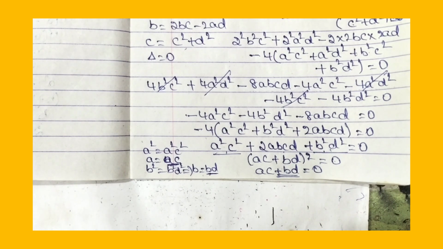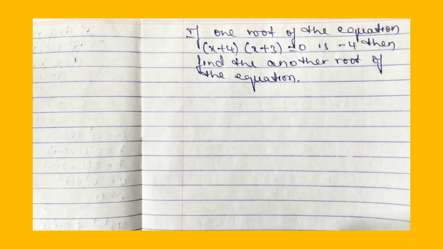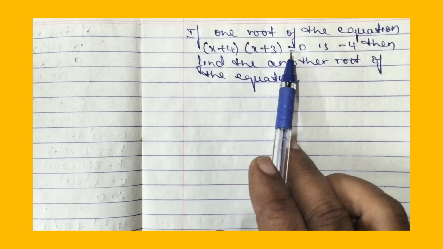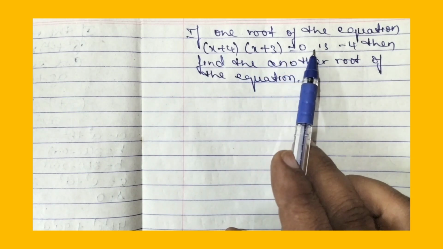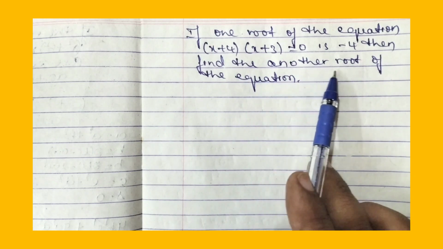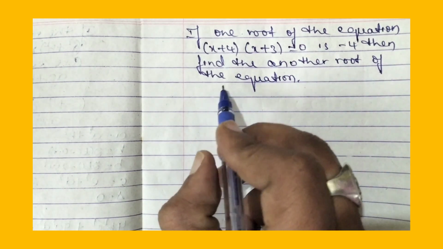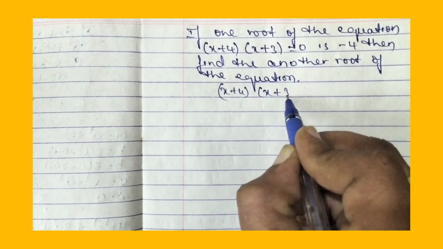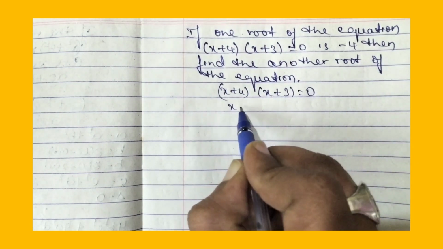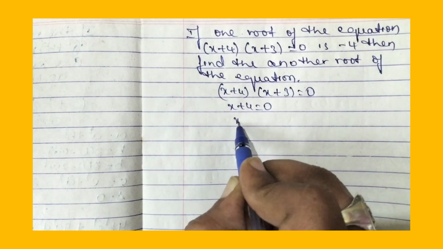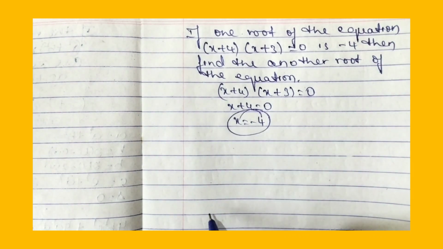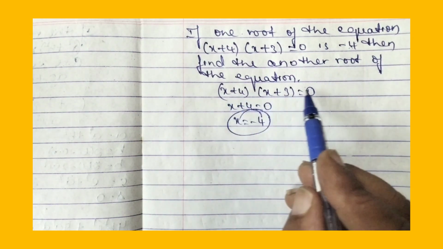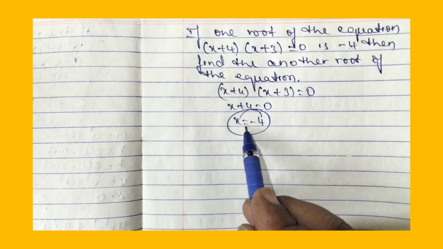Now let us move to question number 2. If one root of the equation (x plus 4) into (x minus 3) is equal to 0 is minus 4, then find the other root of the equation. So one root is given. Now x plus 4 is equal to 0, x is equal to minus 4. That means I have equated x plus 4 to 0, and therefore we got x is equal to minus 4.